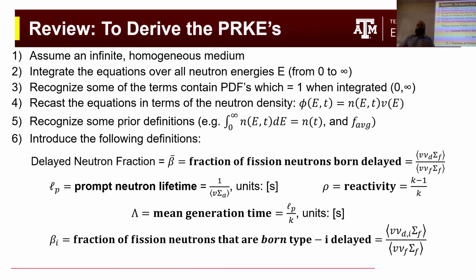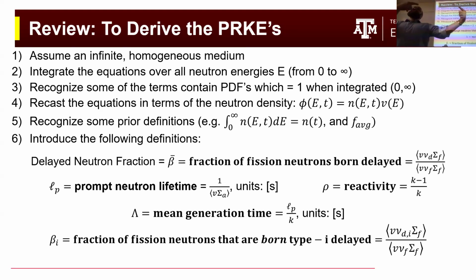So what we did from there, we took all of that information, we used that equation as a starting point, and then we derived the point reactor kinetics equations. These are the steps that we went through to do that. We assumed that the medium was infinite, so we could get rid of the leakage term. We assumed that the medium was homogeneous, so that none of our properties depended on position.